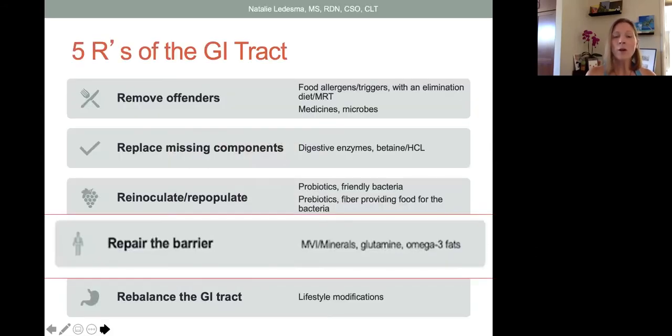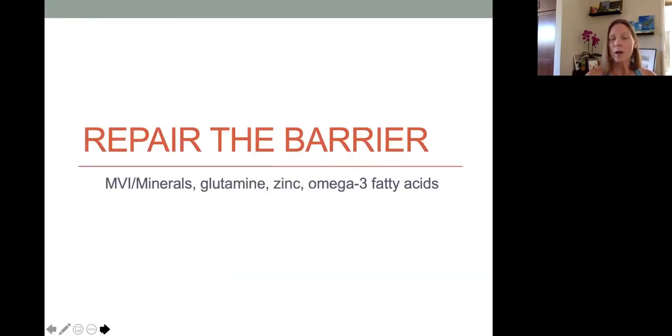Our 4th R is repair. And with repair, we want to repair the gut barrier, that intestinal membrane. And we do that with a variety of factors, but definitely with the multivitamins and minerals, for example, with glutamine, with zinc, omega-3 fatty acids, for example. These are all factors that are going to be helpful to repair our gut barrier.